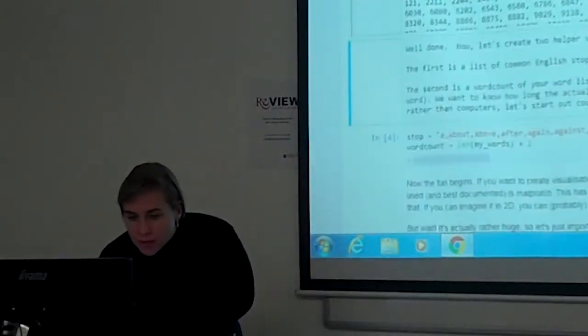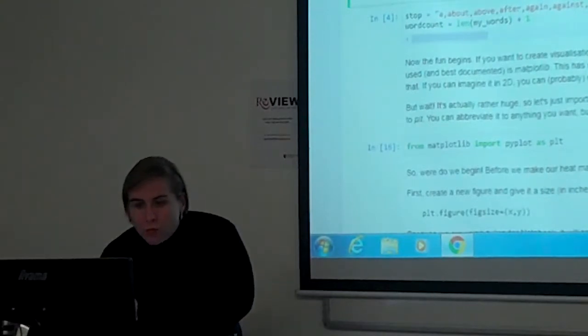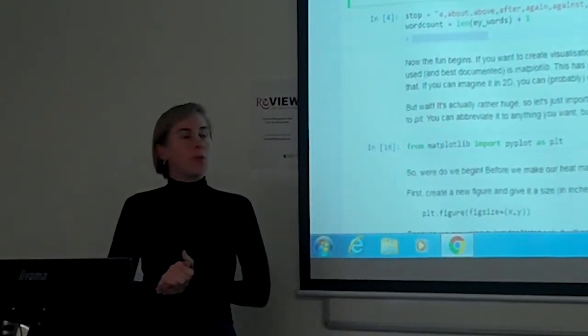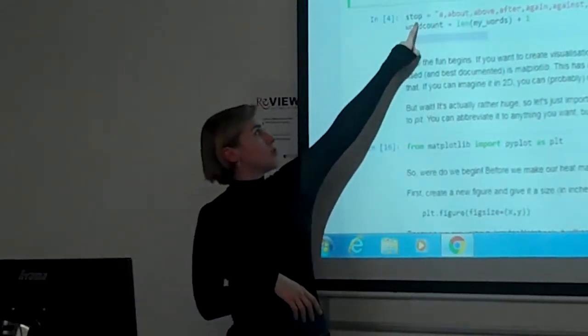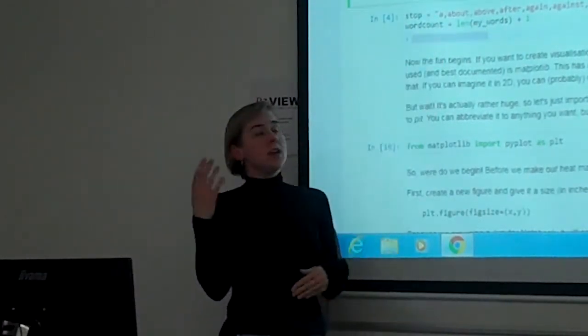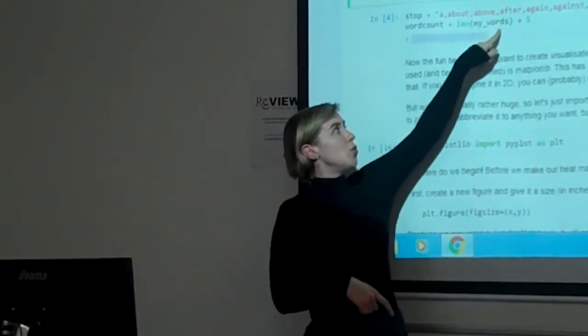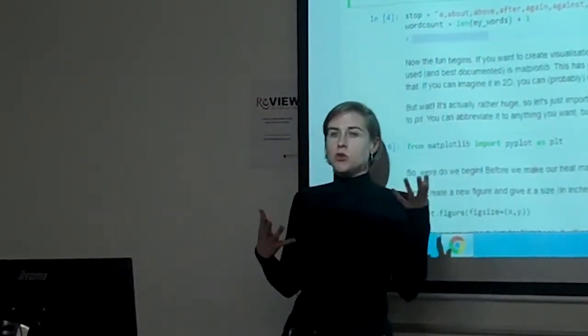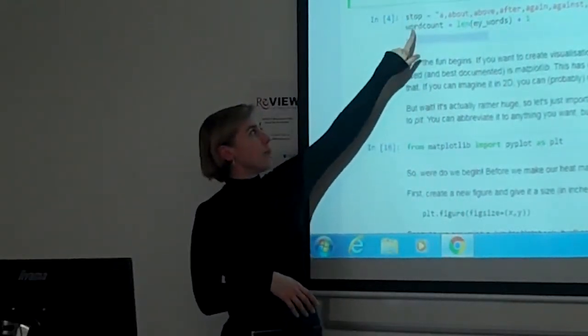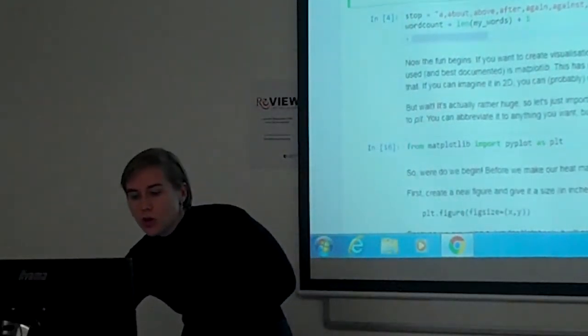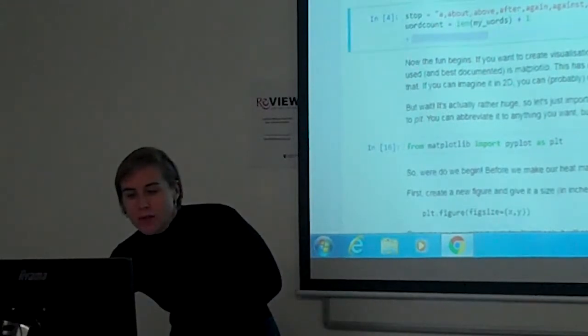So, the next thing we're going to do is create two helper variables, and that's just going to help us a little bit later on. So when you get down to this one with the stop word list and the word count, change my words to whatever variable you used for your word list, if you used a different one, and then just run this box. And that basically just gives us our stop list and our word count. So you don't really have to change much there. You can just run it.